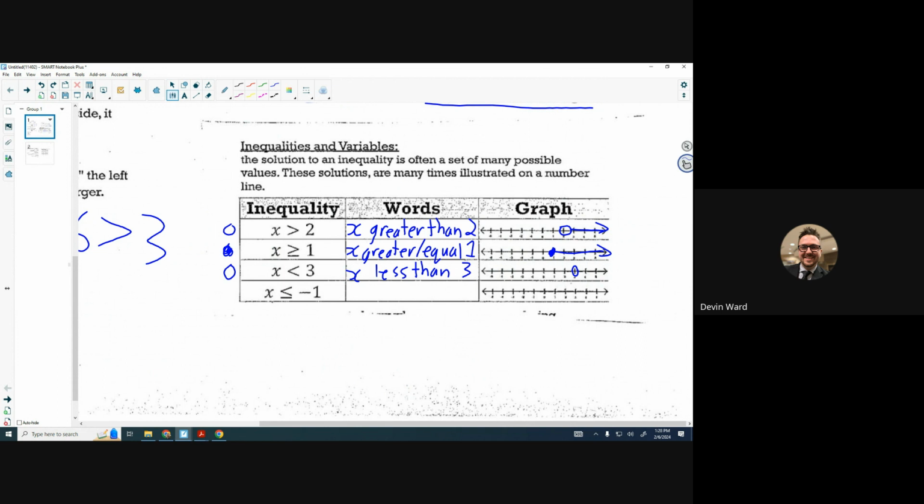And then since x is less than 3, I can't go to the right. I have to go to the left, because everything to the left of that point will be less than 3. Like 2, 1, 0, and all the next.